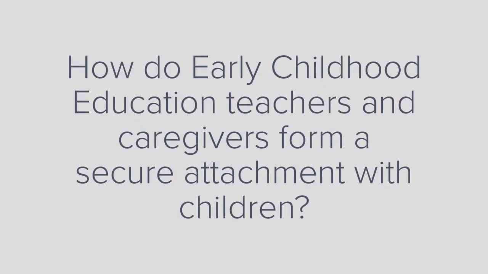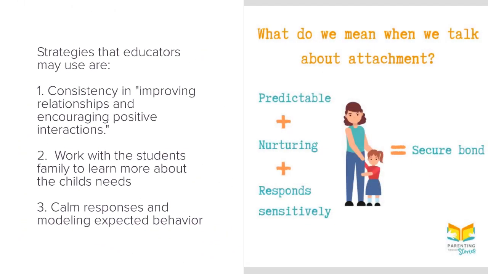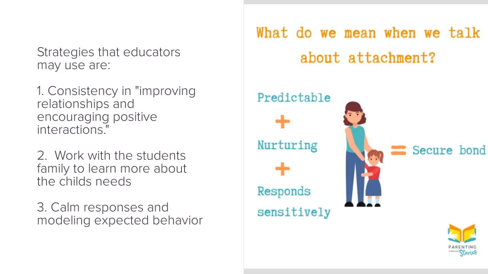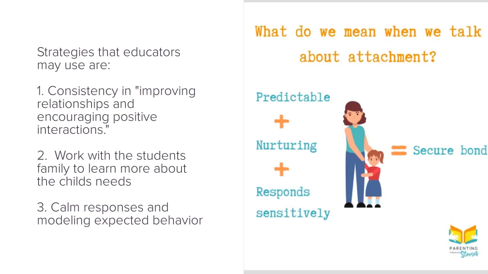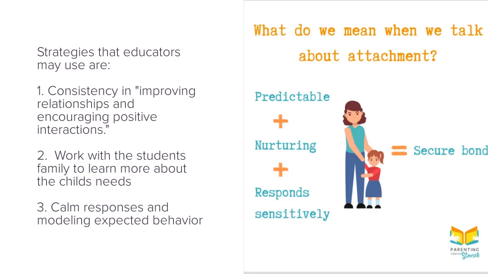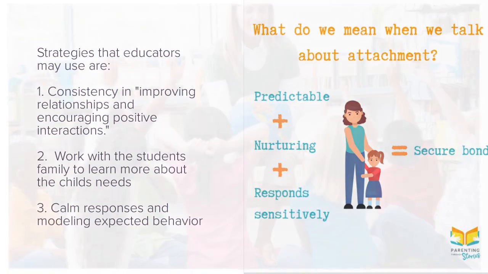How do early childhood education teachers and caregivers form a secure attachment with children? Strategies that educators may use are consistency in improving relationships and encouraging positive interactions, working with the student's family to learn more about the child's needs, and calm responses in modeling expected behavior.